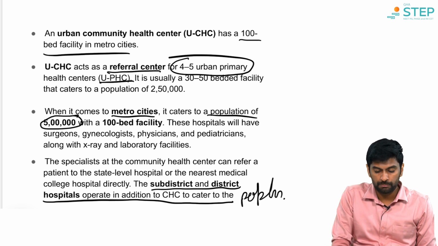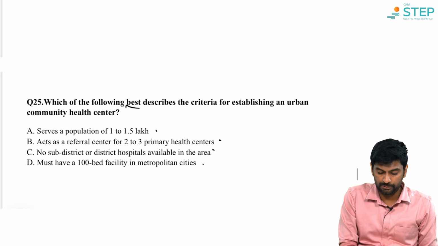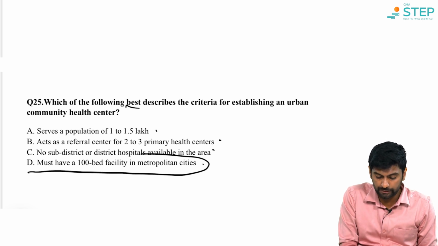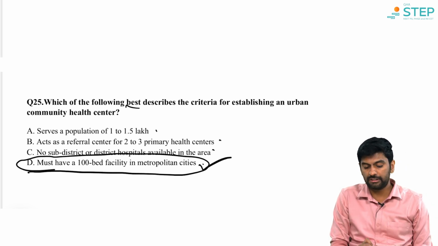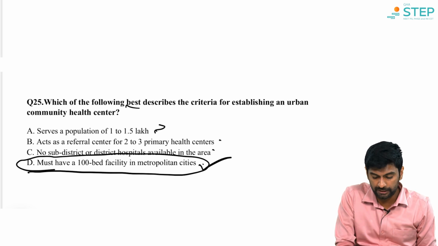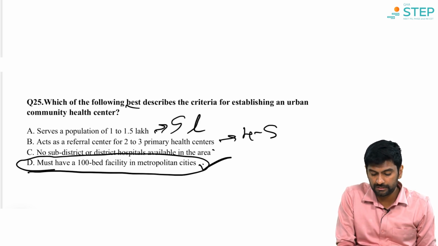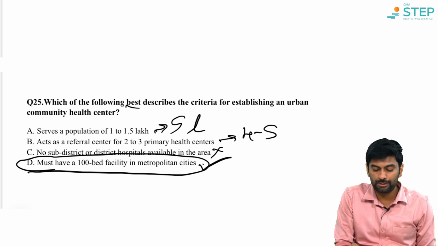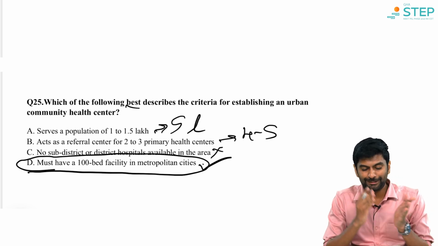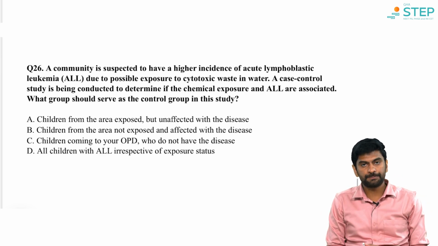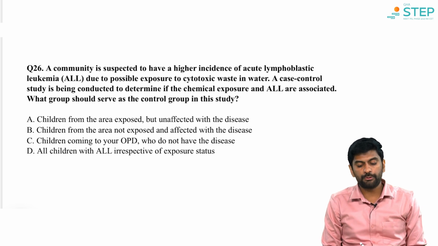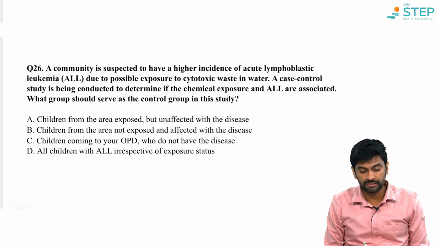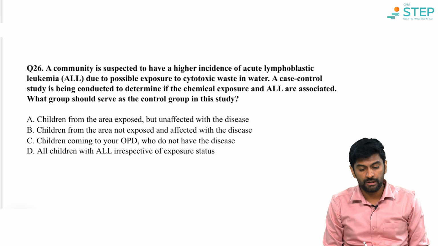Alright, so which of these best describes it? So it must have a 100-bedded facility in metropolitan cities is the correct answer, because here it caters to 5 lakh and this is for 4 to 5 PHCs, and this is wrong because it coexists and acts as a referral center.